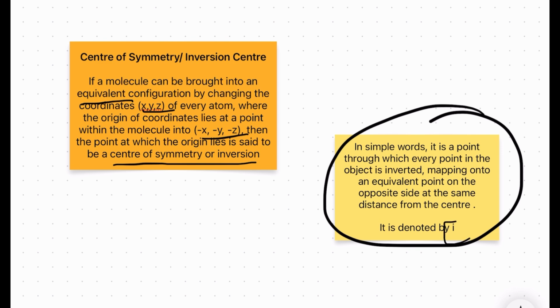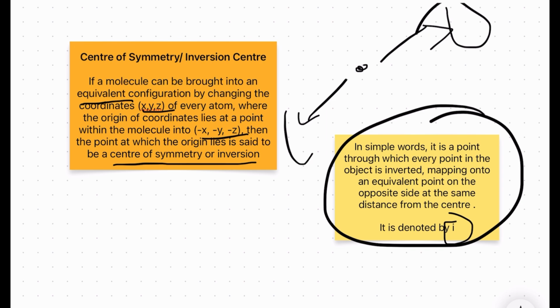It is denoted by i. Like say if there is a point, then in both the opposite directions they have to encounter the same environment, that is the center of symmetry.